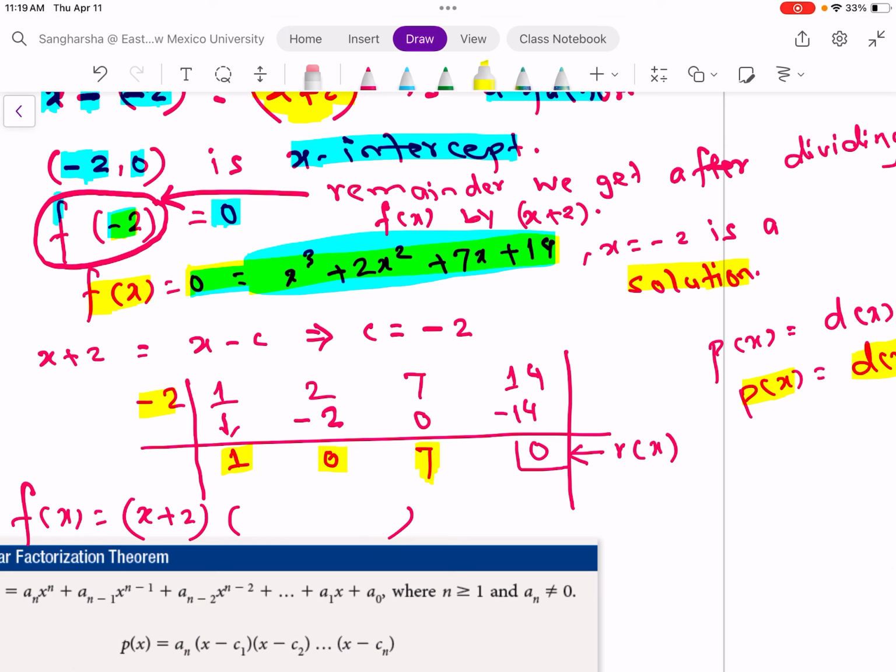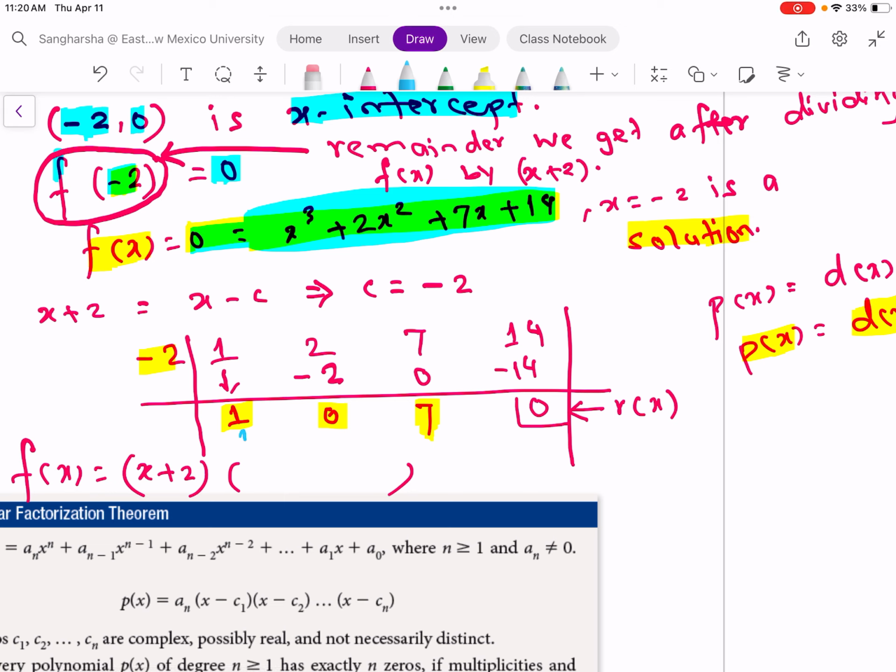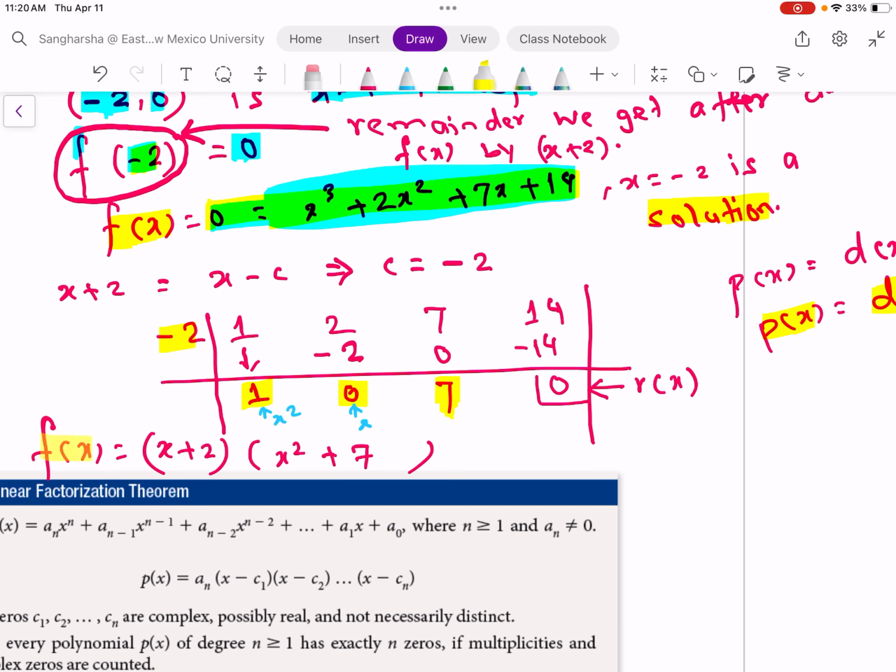And in order to have degree 2, what should we have as the leading term? We must have an x square term, right? That should be the first term. So this is our coefficient of the x square term, this is the coefficient of the x term, and this is a constant. So we have 1x square, or simply x square, 0 times x, that is 0, plus 7. So see, we have the function in factor form.